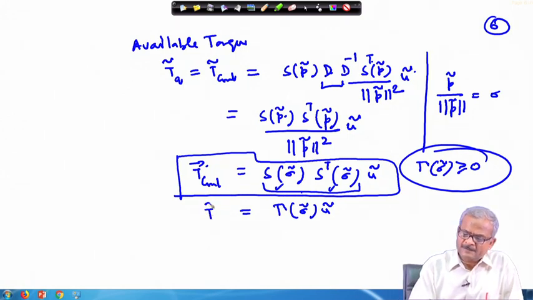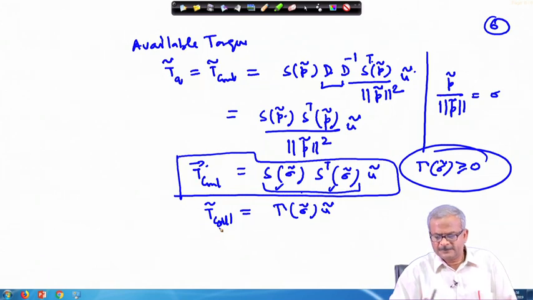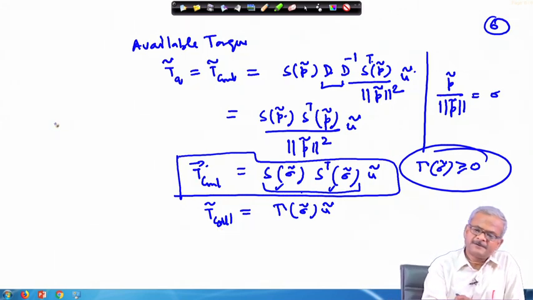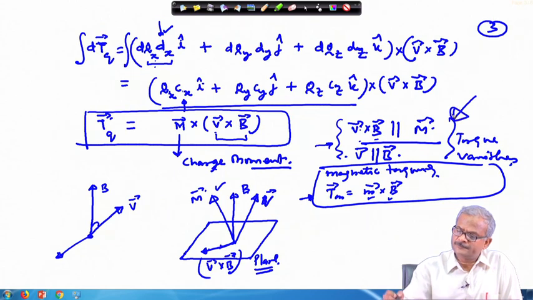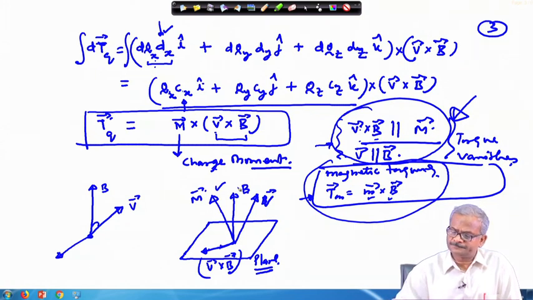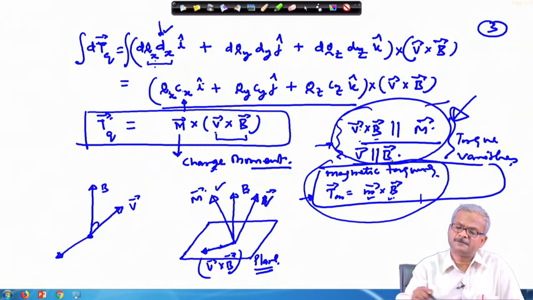The rest of the treatment remains the same as we have done for the magnetic torquer. There is no difference between this and that. The only thing is that there are two cases in which the torque vanishes in the case of the Lorentz force, while for the magnetic torquer there is only one case. That one case means M becomes parallel to B. Here, V becomes parallel to B, that also creates trouble, the torque vanishes, and if V cross B becomes parallel to M, then also the torque will vanish. So, this is more problematic as compared to the magnetic torquer.